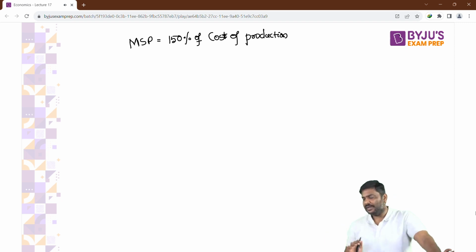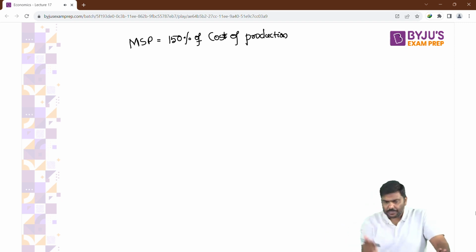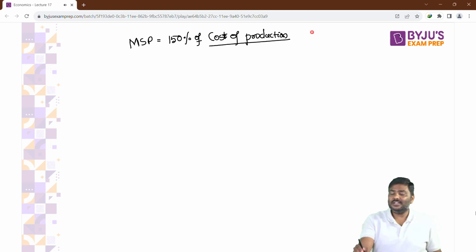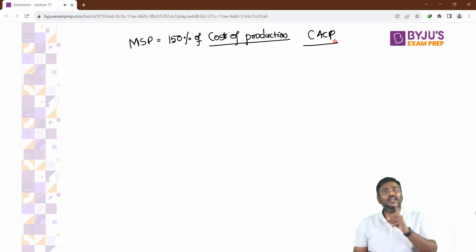Investment. But now the question is, what is this cost of production? Who calculates cost of production? Who recommends cost of production? The Commission for Agriculture Costs and Prices, CACP, actually calculates the cost of production.